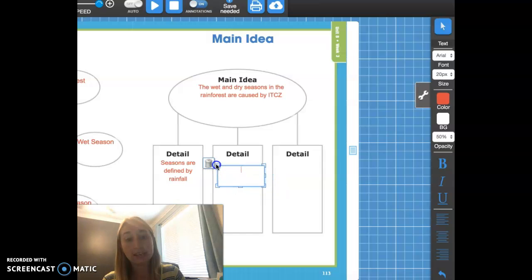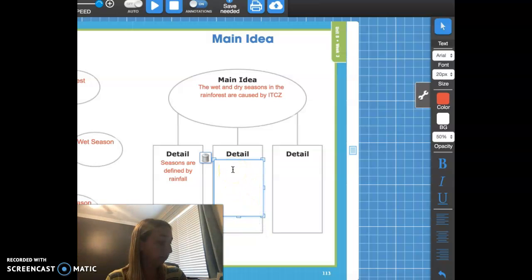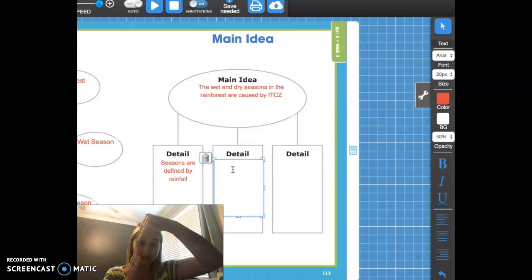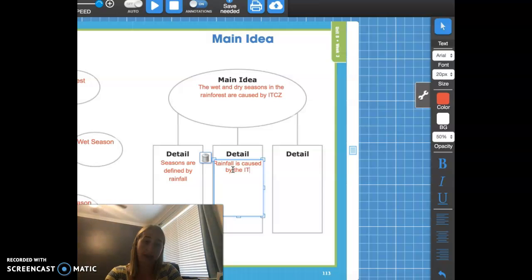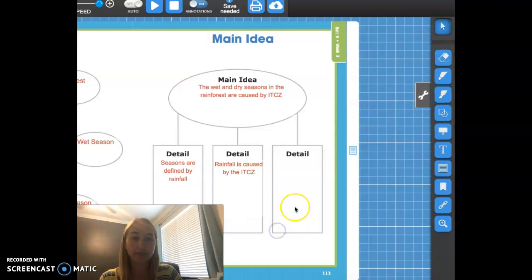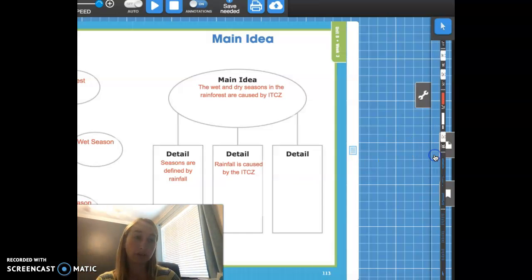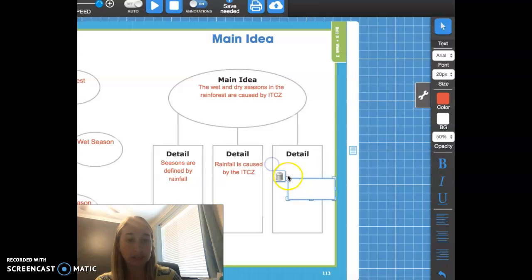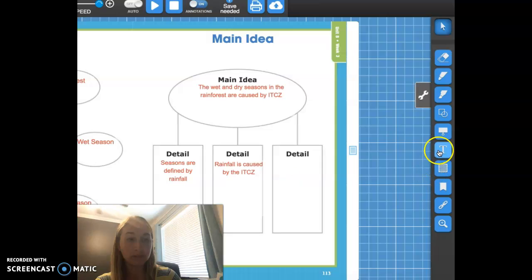So remember, our main idea is that the wet and dry seasons along the tropics and the rainforest are caused by the ITCZ, okay? So what causes the rainfall? Remember, it's when those trade winds are converging. That's what determines whether it is wet or dry along the tropics. So rainfall is caused by the ITCZ, the tropical rain belt. The ITCZ is that tropical rain belt that goes around our planet. Make sure you guys pause and write down your sentence. Oops. Get my text box back.